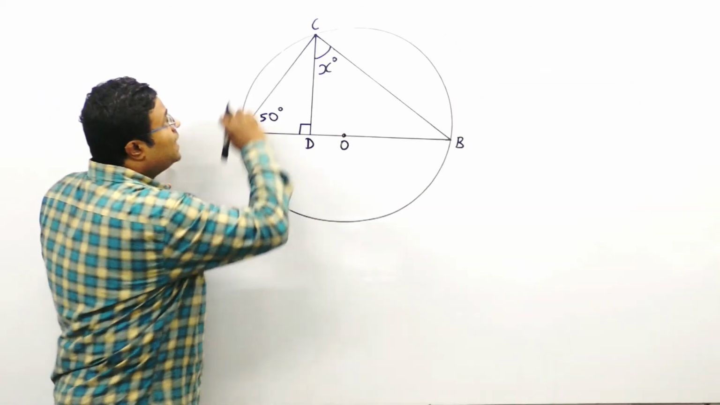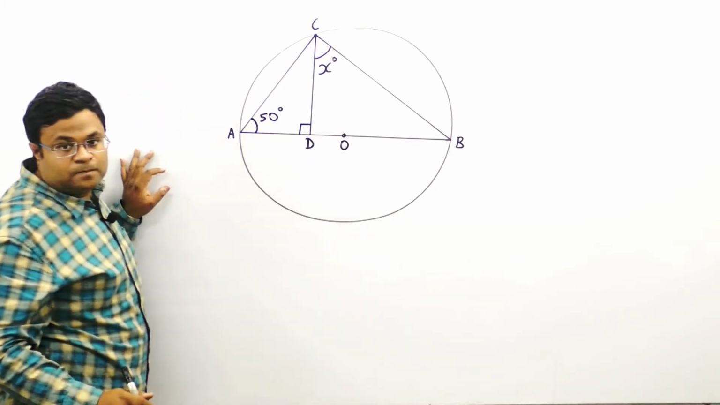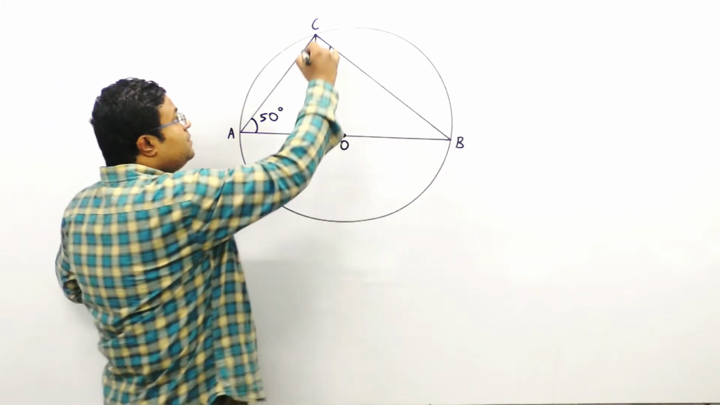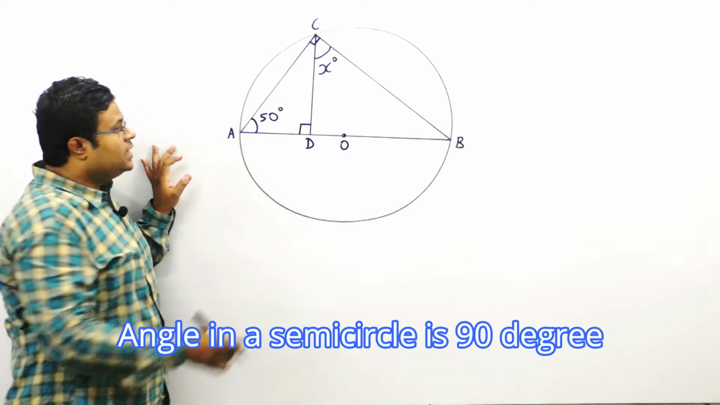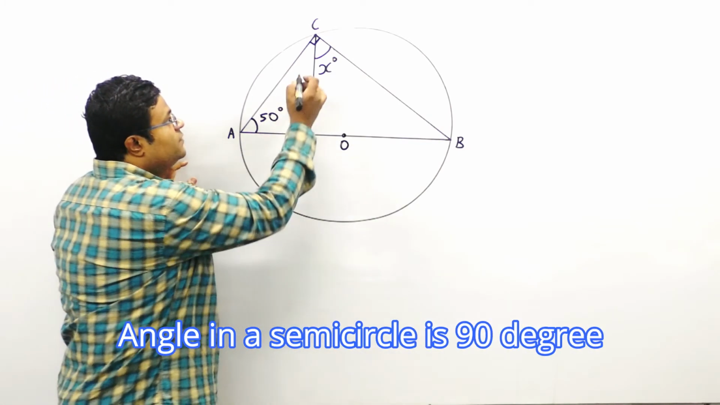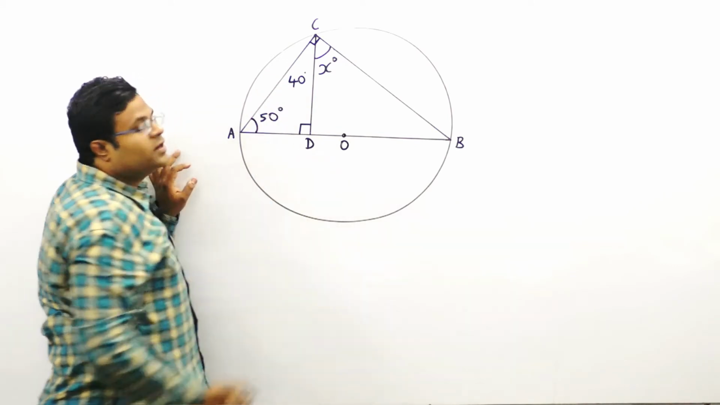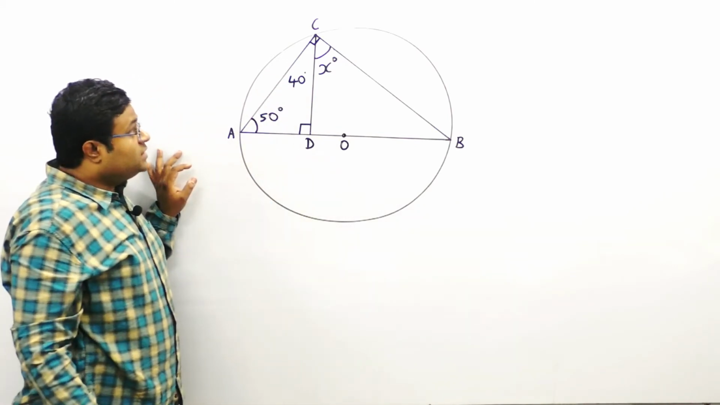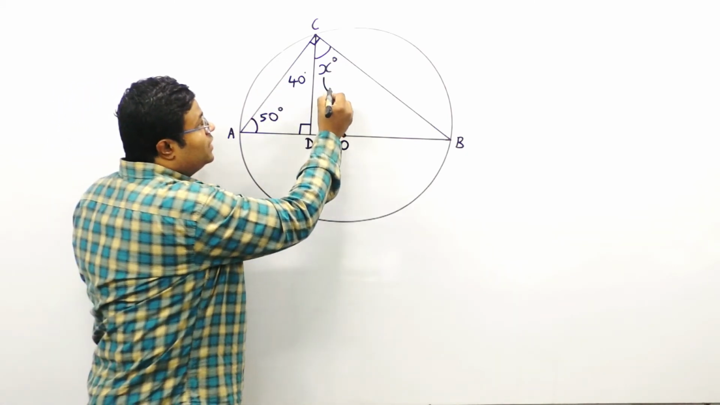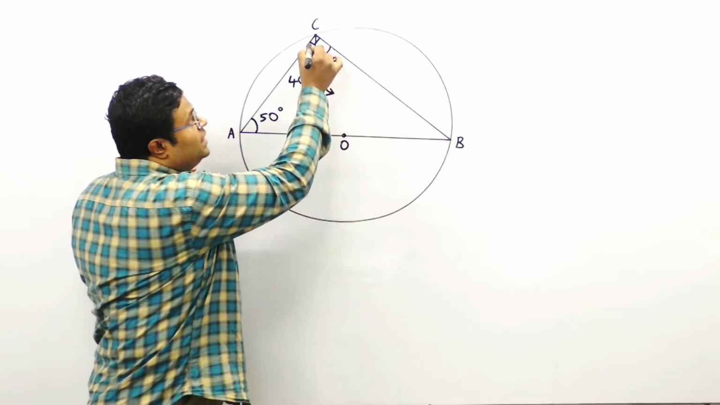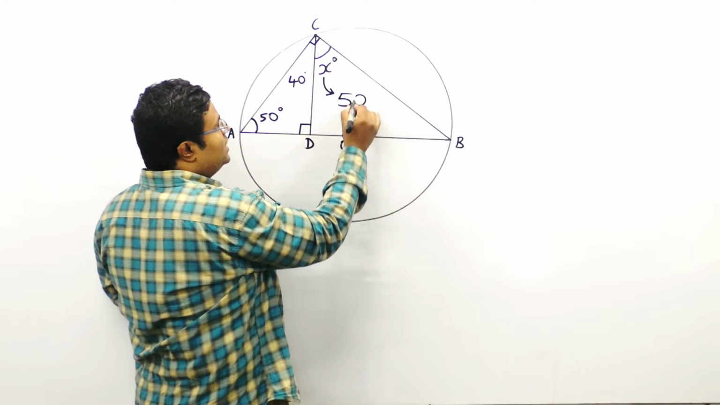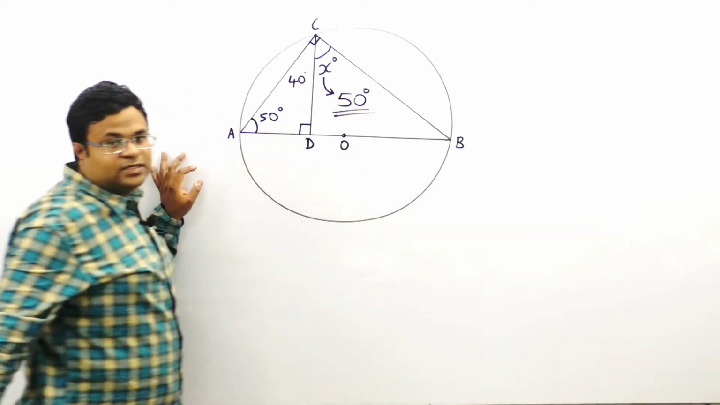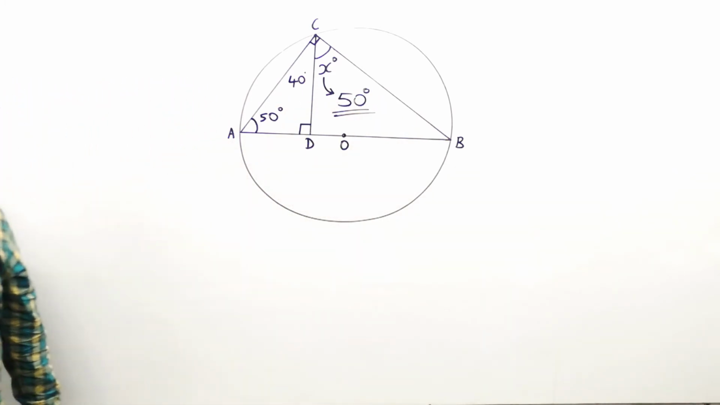Come on, what will be angle ACB? ACB will be 90 degree because angle in a semicircle is 90 degree. Since this is already 90, this is 50, this part will be 40. Since this is 40, x will be whatever is left of 90 after subtracting 40. So your answer is 50 degrees. Got it?